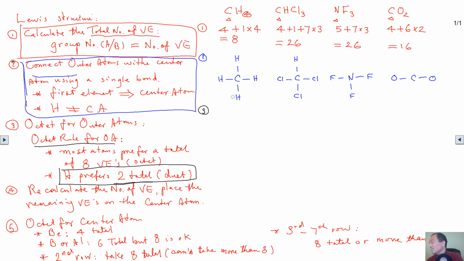You don't want to put the dots surrounding this hydrogen. That would be wrong, because each hydrogen has a single bond connected to it, which means it's 2 electrons already. Okay, so for this structure, step 3 is done. I'm going to put a check mark.